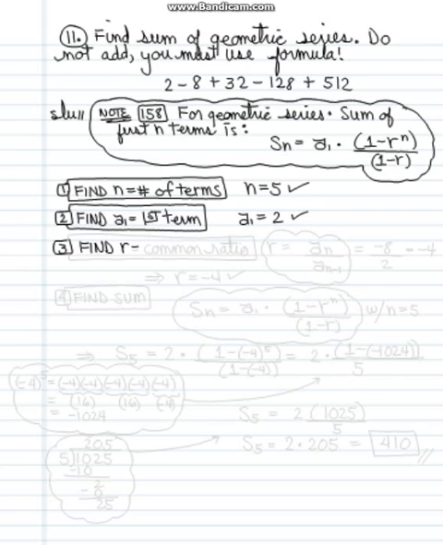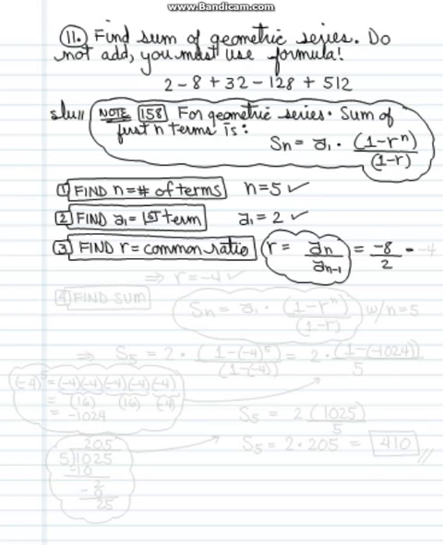Step 3, find r, which is equal to the common ratio of the geometric sum. The common ratio is found by taking any term and dividing by the term that comes right before it. So we'll take negative 8 and divide it by the term that came before it, 2, to get negative 4. So the common ratio r is equal to negative 4.